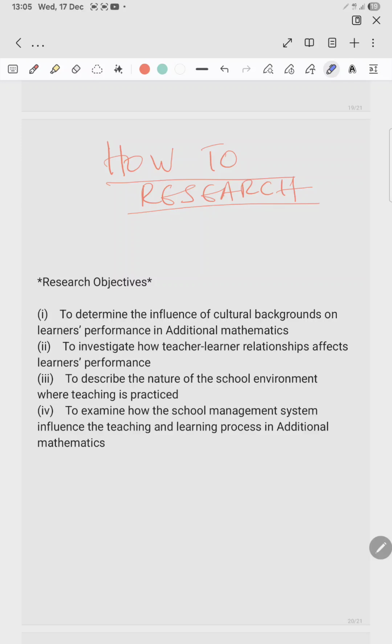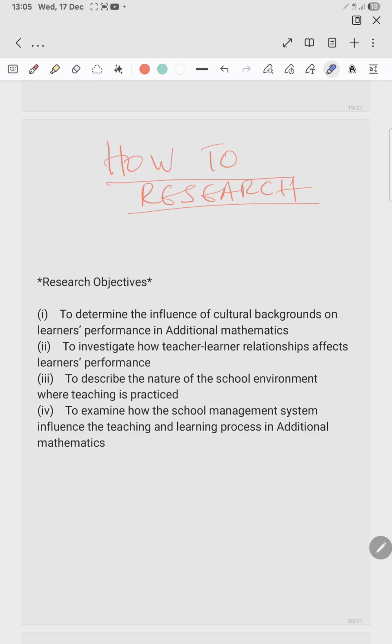We go to the second objective, which is to investigate how teacher-learner relationship affects learners' performance. We're trying to investigate whether learners are failing because the relationship between the teacher and the learners is very bad. Some learners fail certain subjects because they are not on good terms with the teacher, so we are trying to investigate that.